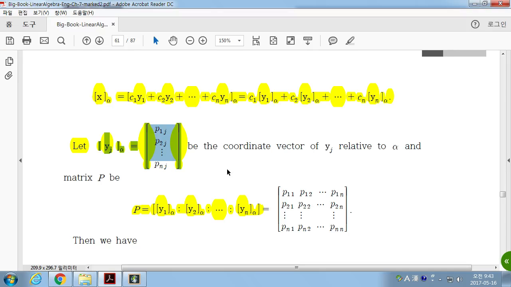Okay? Then we find these coordinate vectors for j equal to 1, j equal to 2, and j equal to n, and form a matrix P whose columns are each of these coordinate vectors of yj with respect to alpha. We can form the first column with the coordinate vector of y1 with respect to alpha, the second column is the coordinate vector of y2 with respect to alpha, and the last column is the coordinate vector of yn with respect to alpha.